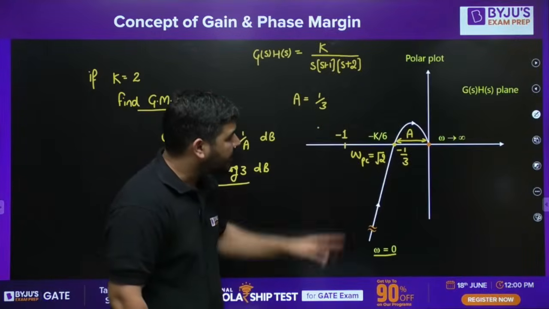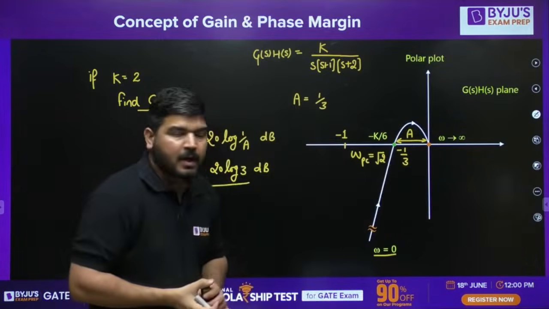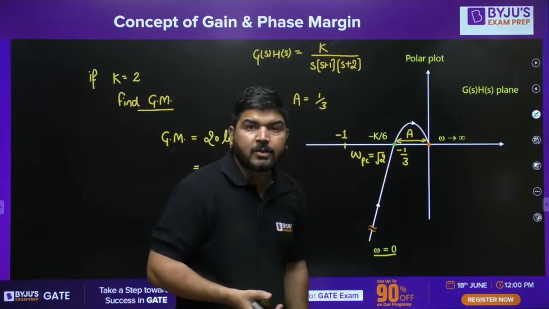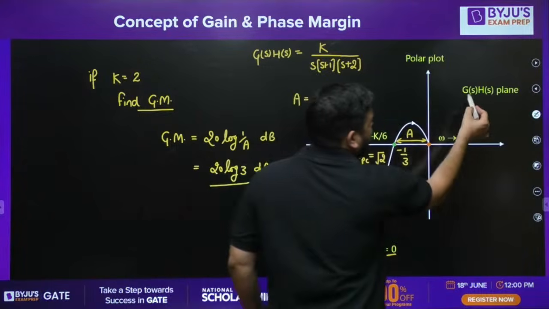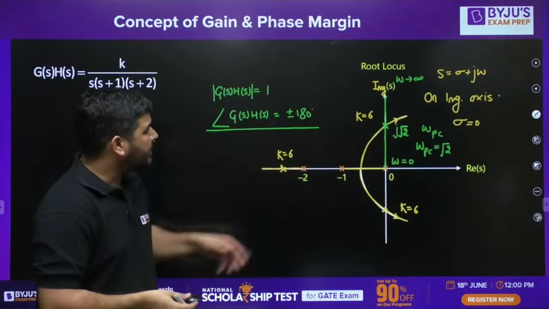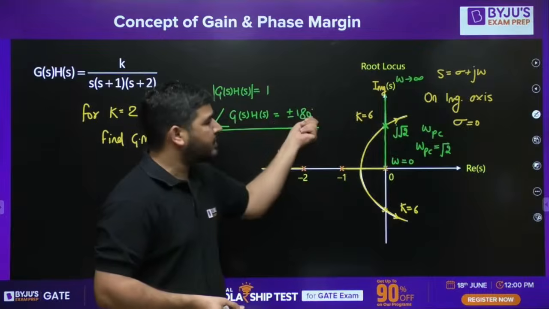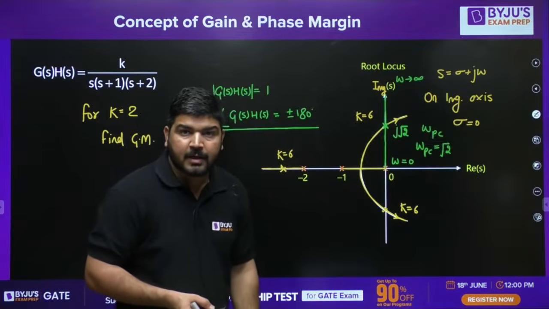Now let's come here. At this frequency omega pc, at this omega pc root 2, the phase of G(j omega)H(j omega) will become minus 180. So the same condition is satisfied here at this point. The phase of G(s)H(s) is minus 180. I hope it is clear.